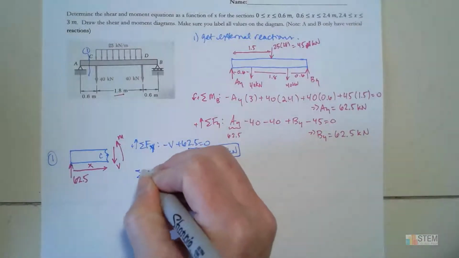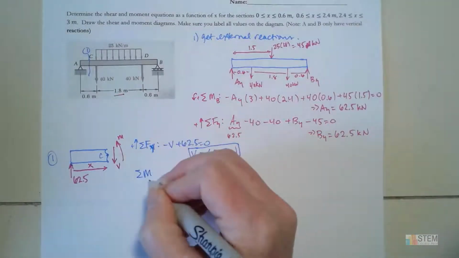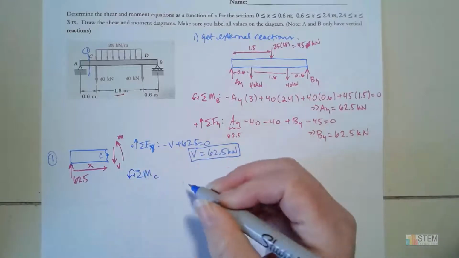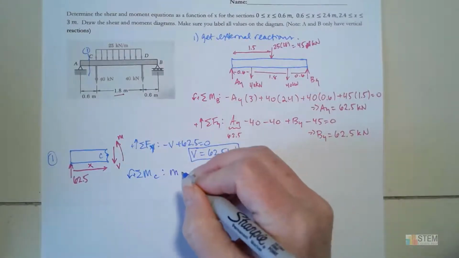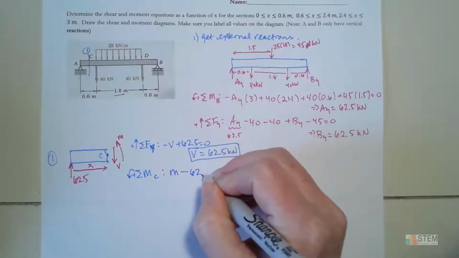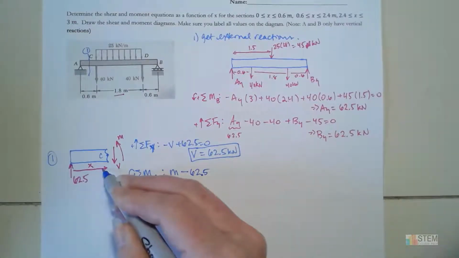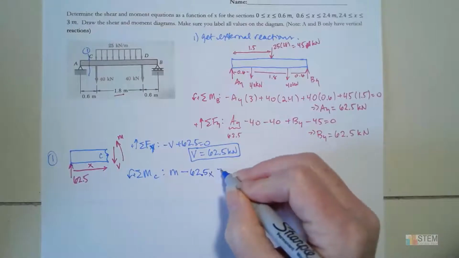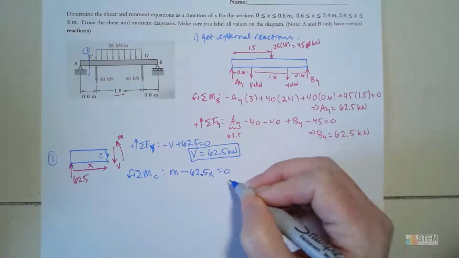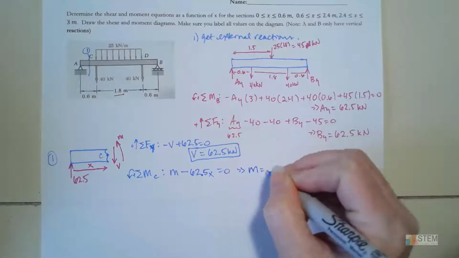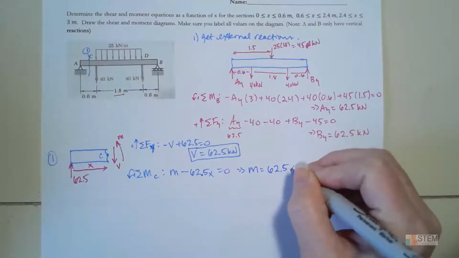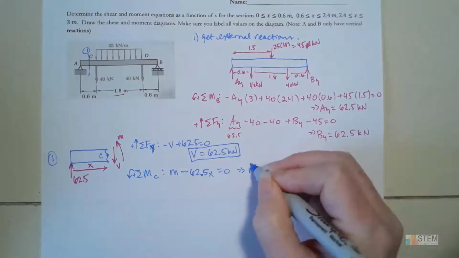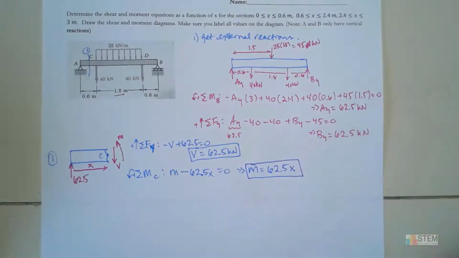And we'll do the same thing for the moment. Now I'm going to take the moment about this point C right here. Counterclockwise will be positive. So we're going to have a positive M and then a minus 62.5 times the distance X, set equal to 0. So for this section, M is going to be a function of X. So we'll have 62.5 times X. That would be your equation for that section.